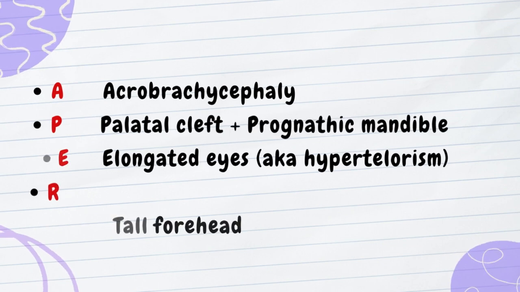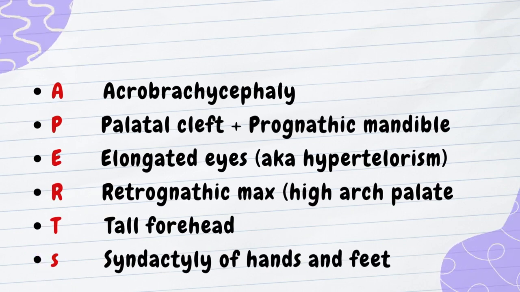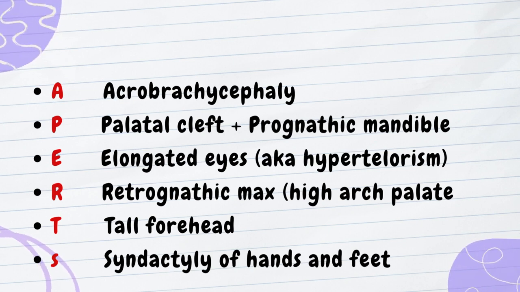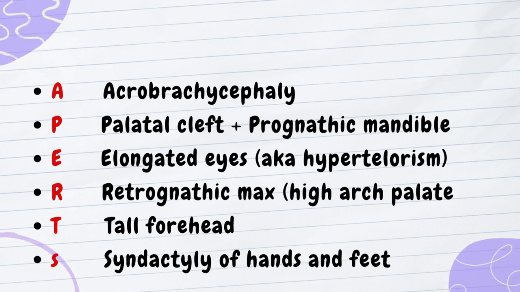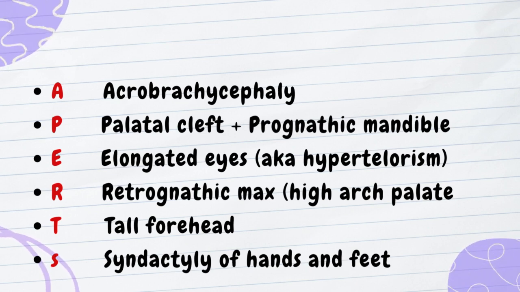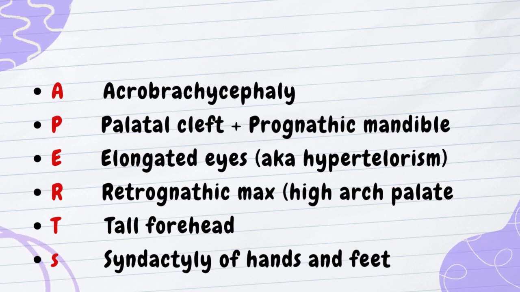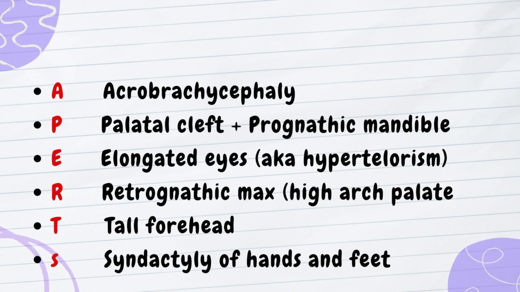So, the mnemonic for Apert syndrome is Apert's itself. Keep in mind it is also having s at the end. A is for acrobrachycephaly, which we have seen in our last slide. P is for palatal cleft and prognathic mandible as well. E is for elongated eyes, which is also called hypertelorism. So keep in mind, elongated eyes is also called hypertelorism.